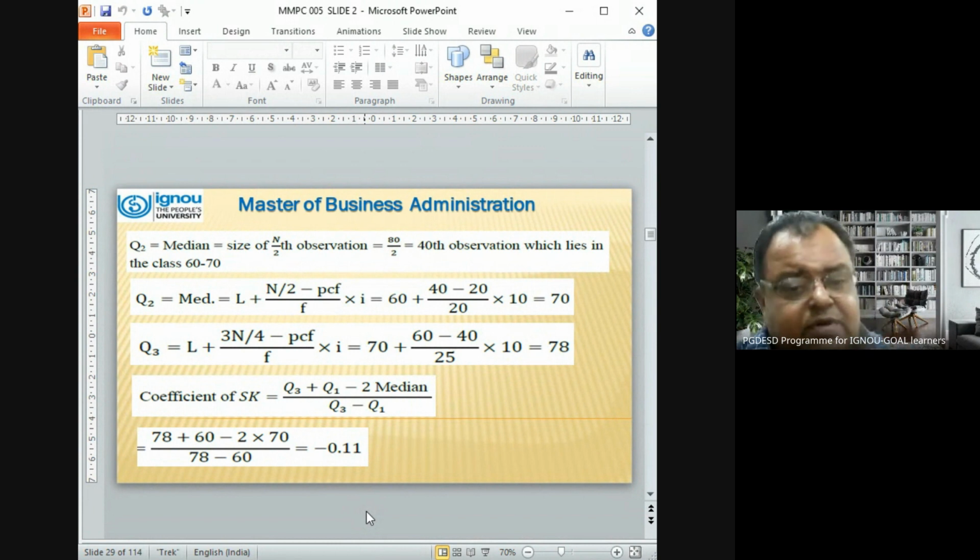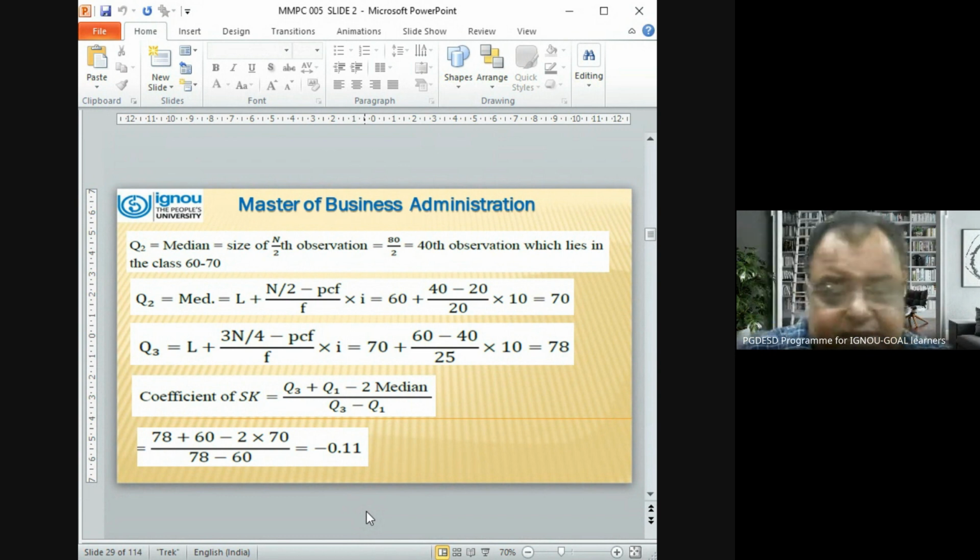Q3 will be 3n by 4. 3n by 4 comes out to be 60. 60 minus 40 divided by 25 into 10. That is 78. What is the formula for calculating coefficient of skewness? Q3 plus Q1 minus 2 median upon Q3 minus Q1. Straight away put in the values. You will get negative 0.11. That means it is negatively skewed.